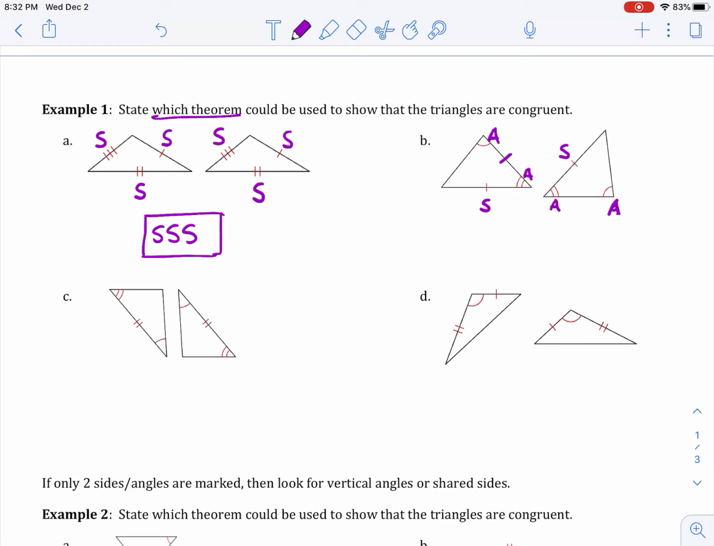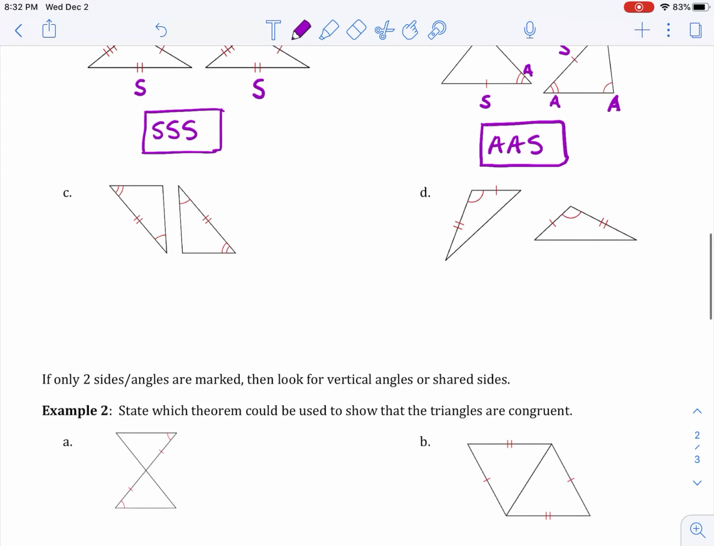If it landed here, it would be ASA. But since the tick mark that they used was not there, it was outside of the A's, this is an AAS theorem being illustrated in these two triangles. We have two A's and an S marked in each triangle, and the S is outside of the A's. It's not right between them. So that's going to be the AAS theorem.